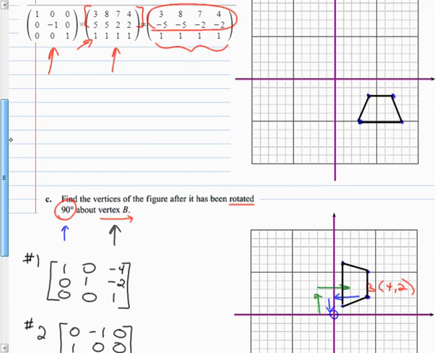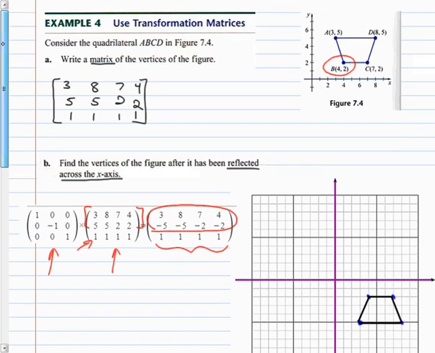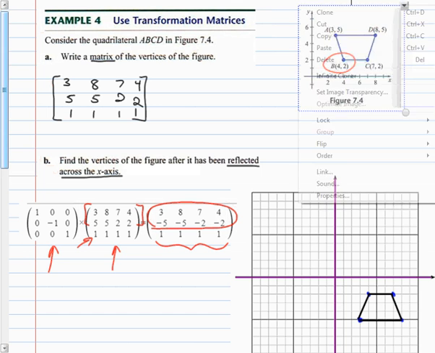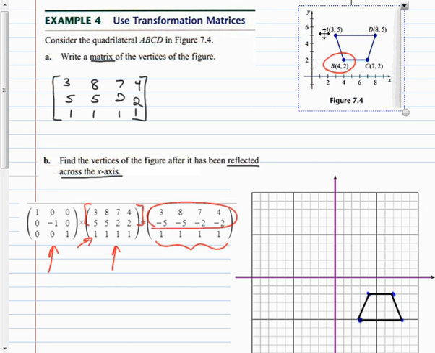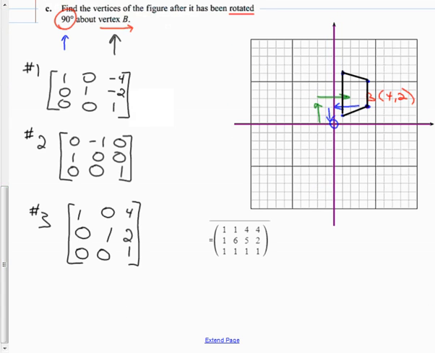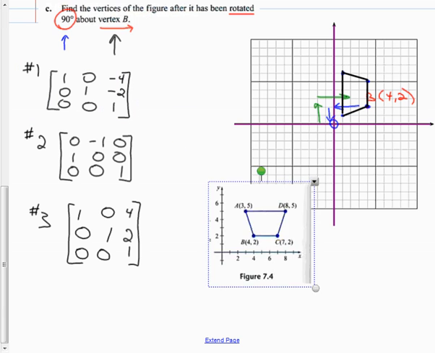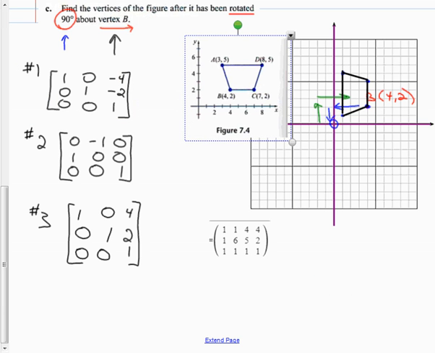Did we end up rotating that original? That's a long ways away. So let's get that. Did we end up rotating that original 90 degrees around point B?